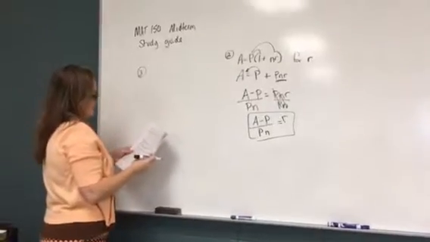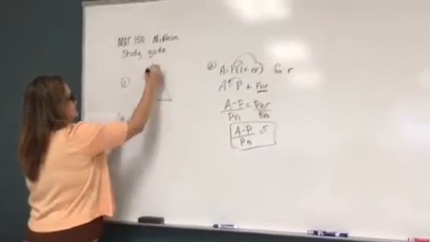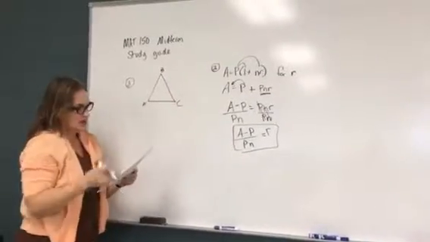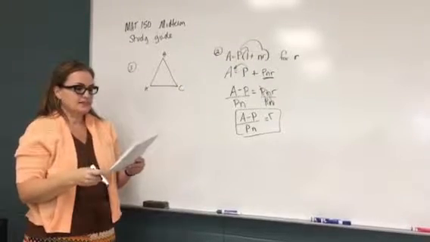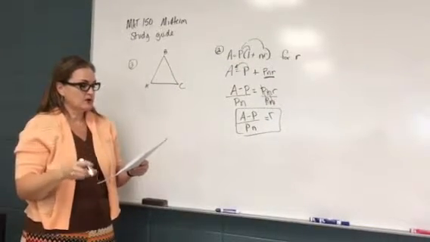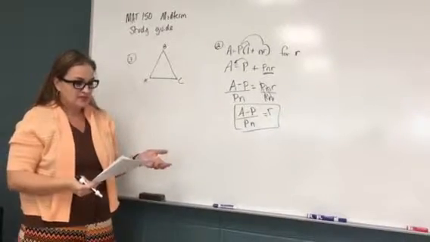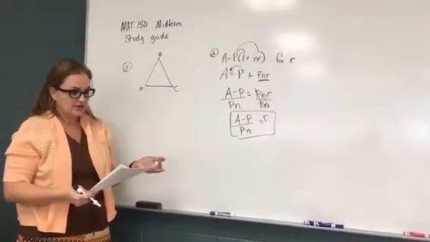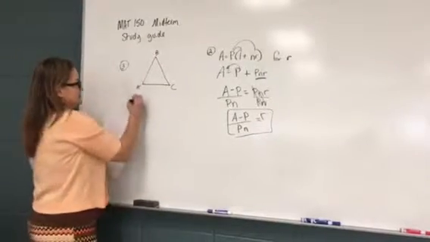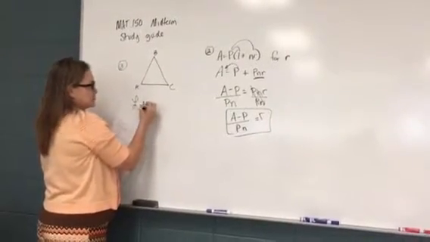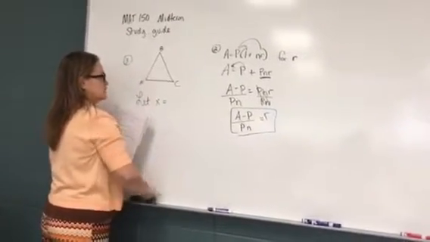Number 3 says you have a triangle ABC, and the angle C is 6 times angle A, and the measure of B is 44 greater than angle A. Find the measure of the angles. So they gave us some clues about each angle, but they all refer back to angle A. So I would let x, or whatever variable you like, equal angle A.